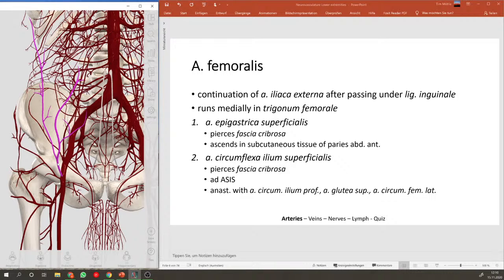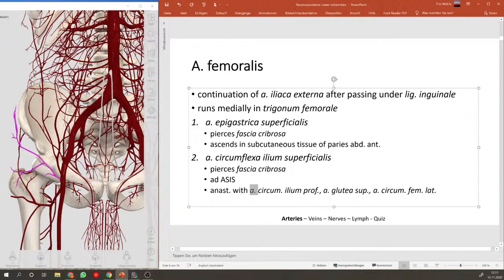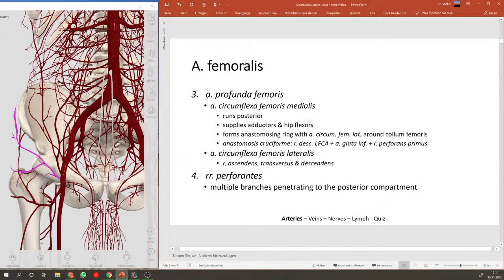So you remember from the previous slide we had arteria circumflexa ilium profunda. This is the superficial analog of it, and just like the deep one, it will run towards the spina iliaca anterior superior, and will form various anastomoses. So you can see here it serves for the supply of the lateral and anterior part of the thigh. All right, next one. Sorry, it's still the femoral artery, just different branches.